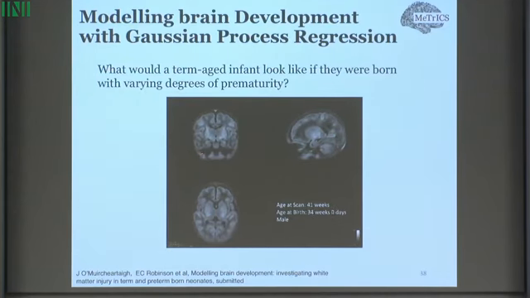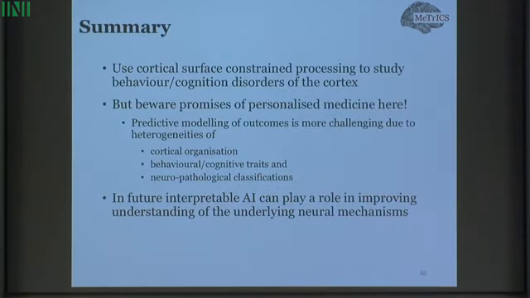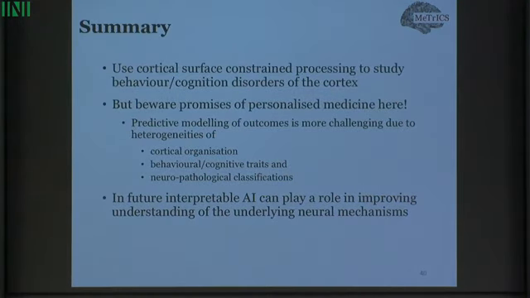So here, the model is looking at what a brain would look like at term for different degrees of prematurity. And it's doing a really good job. It shows a huge amount of potential, but we still have some issues in the cortex due to the challenges of volumetric registration. So the plan is to go in the future to the surface and potentially look at deep generative models.